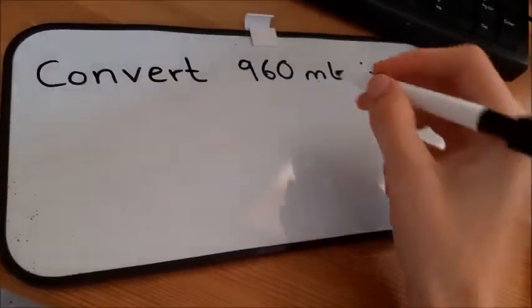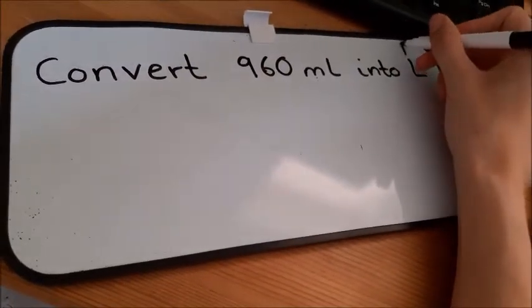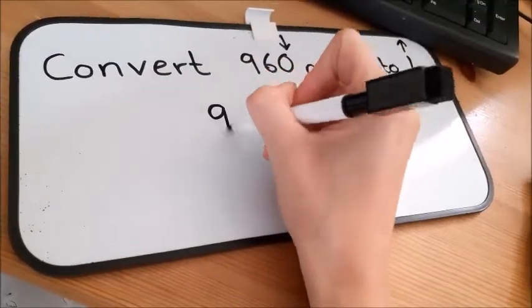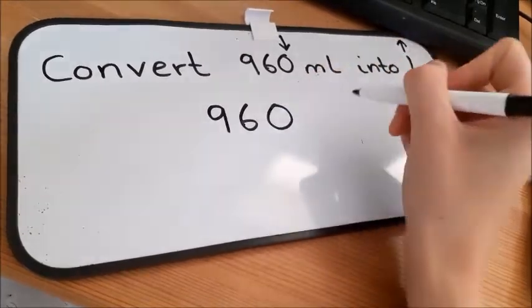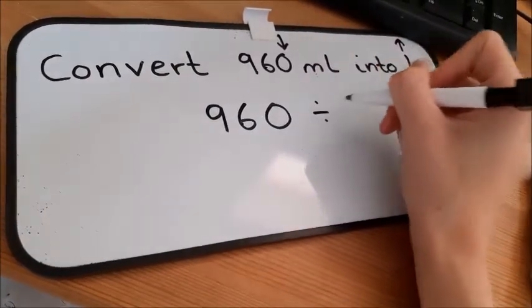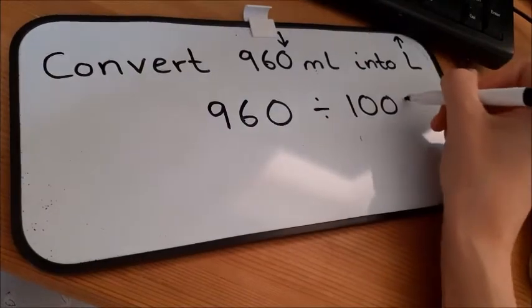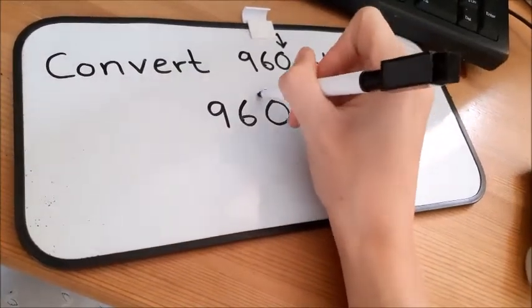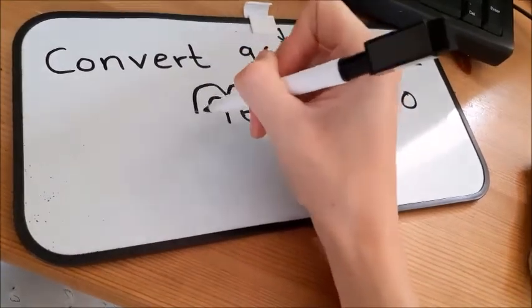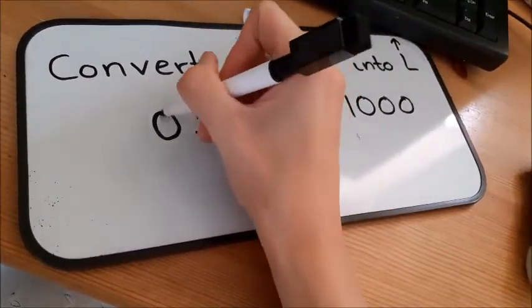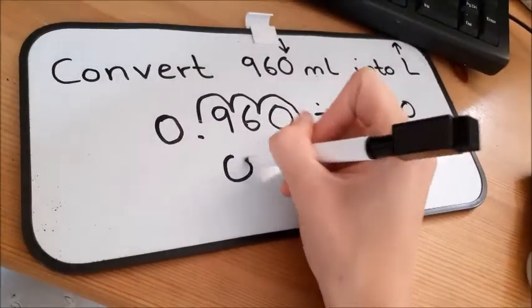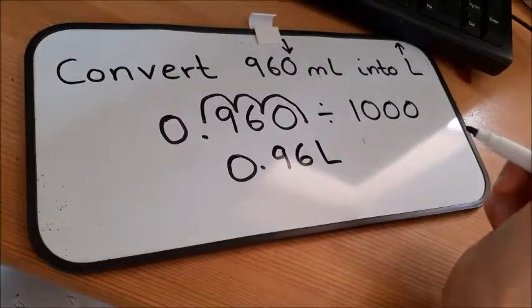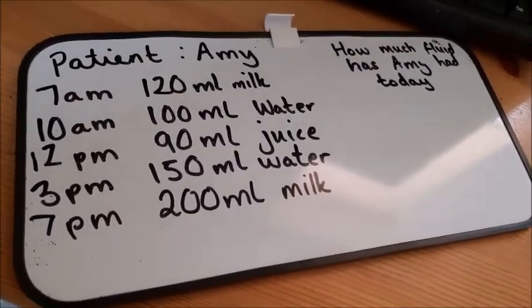Okay, just showing you the other way now, where this is a larger measurement, so this number is going to become smaller. So we're dividing 960 milliliters by 1,000. So we're moving this decimal point 3 spaces to the left: 1, 2, 3. And we add in a 0 here. So 0.96 litres.